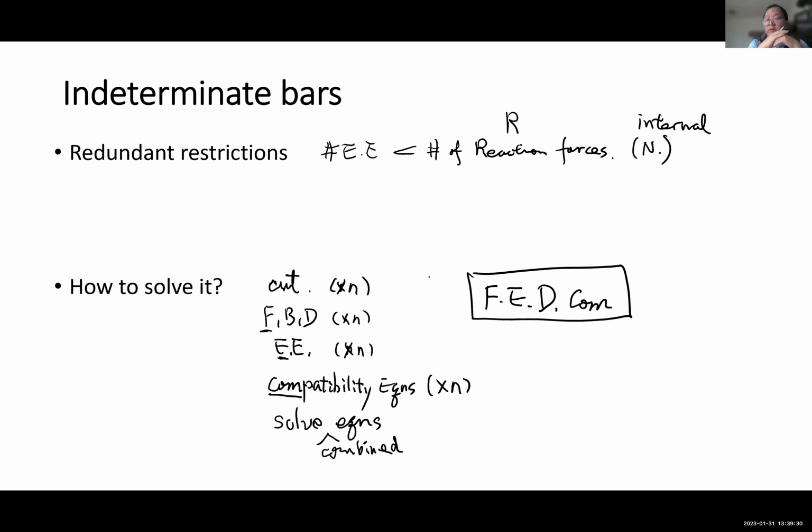Okay, can you remember FED.COM? Whenever you see an indeterminate problem, just follow the steps. Of course, you also make the cut. Making the cut just helps you set up the free body diagram and write the equation of equilibrium. So the cut is important because you want the internal force or internal moment.